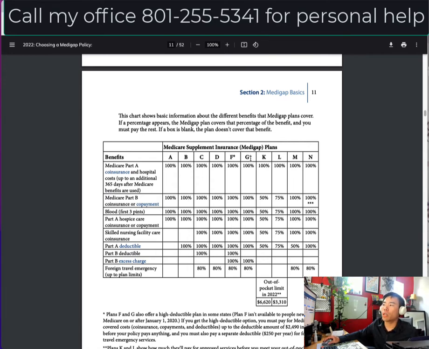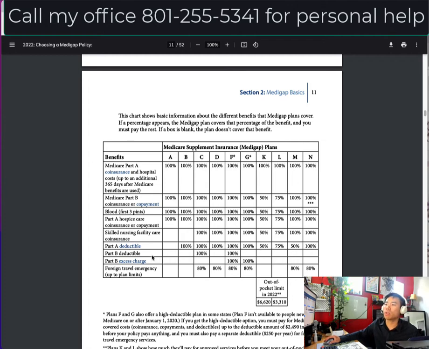So here's a Plan G. Plan G covers 100% of the cost that you would have been responsible for if you only had original Medicare. All the cost sharing of the 20% and the deductible, Plan G picks that up. Medicare Part A co-insurance, your Medicare Part B co-insurance and co-payment, 100%. Blood, your Part A hospice care, home health care, 100% of the cost. Your skilled nursing facility care, up to 100 days, Medicare Supplement Plan G covers 100%. The Part A deductible, it covers 100%.